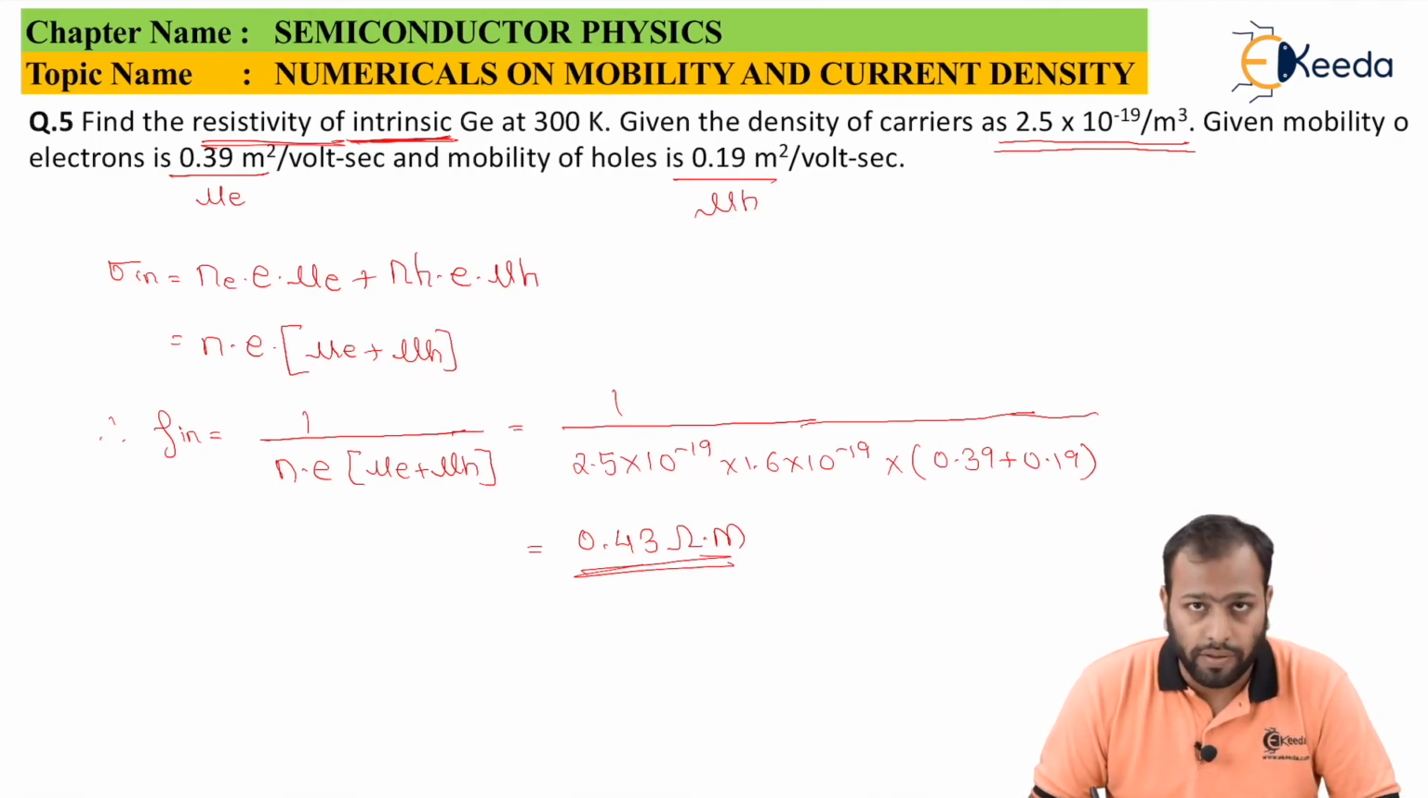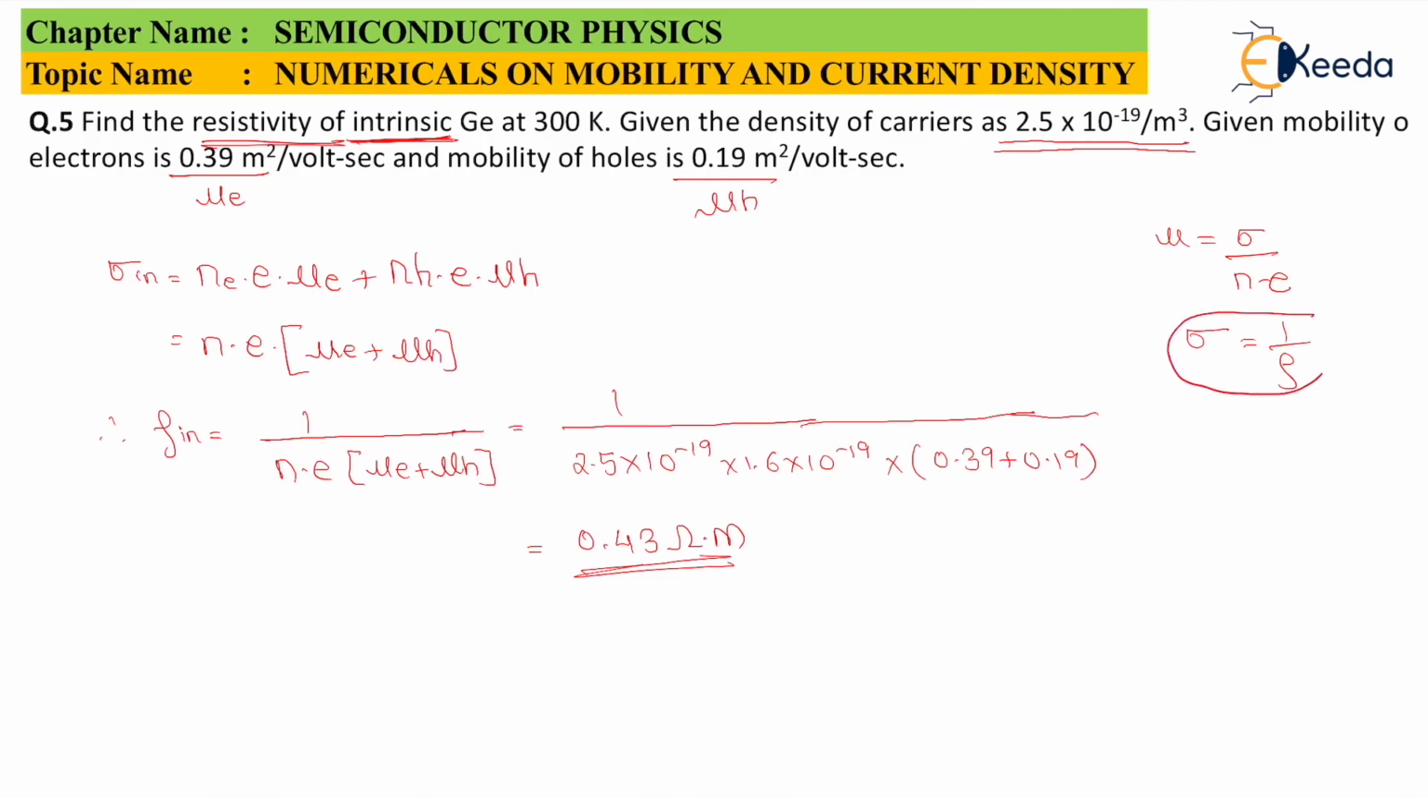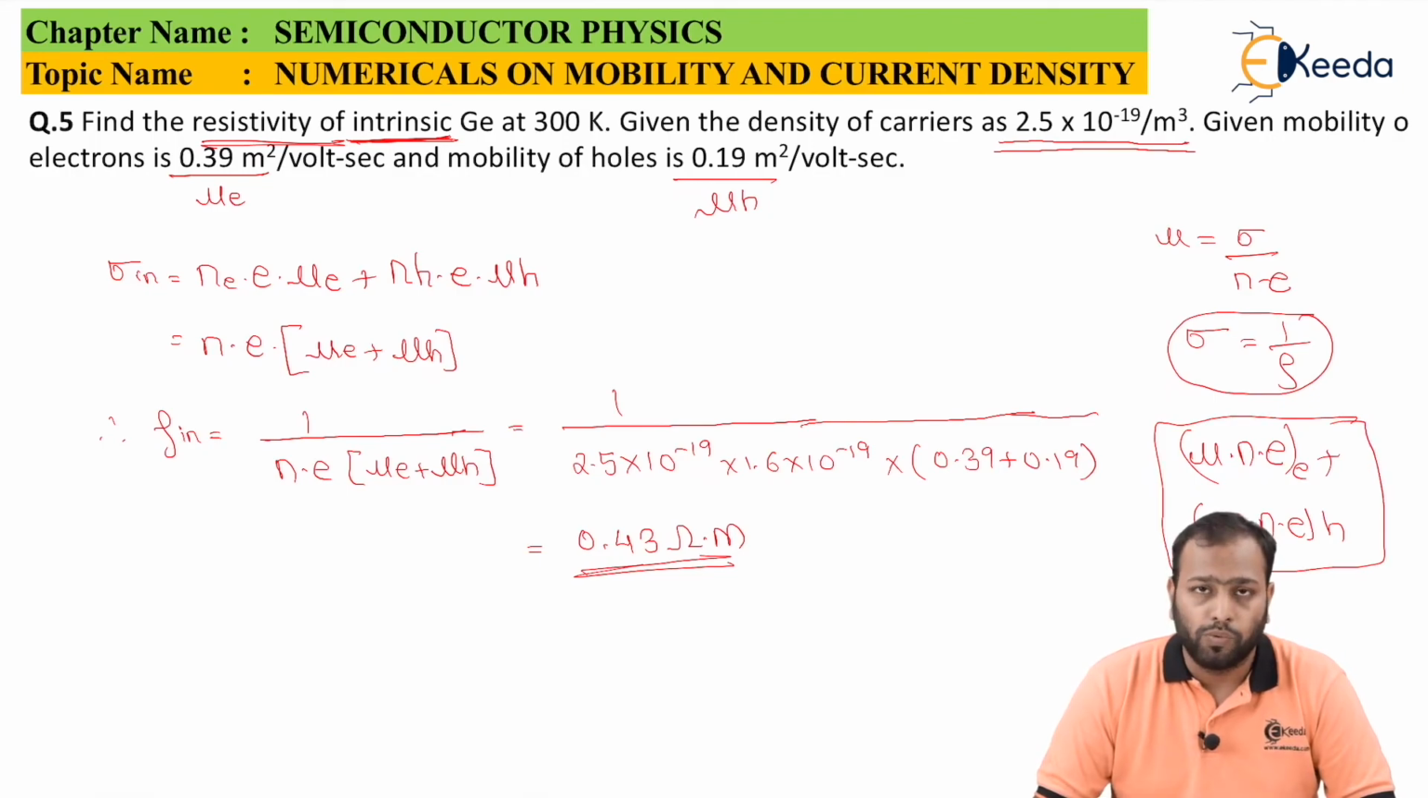Ultimately we have seen that we are using just this formula, which is very important to know: mu is nothing but sigma upon n into E. One variation could be that sigma could also be replaced by 1 upon rho, and the next would be adding the sigma for both electrons and holes, resulting in mu into n into E for electrons plus mu into n into E for holes. So these are the only variations possible in this part, and hence these become very easy numericals for your exams.